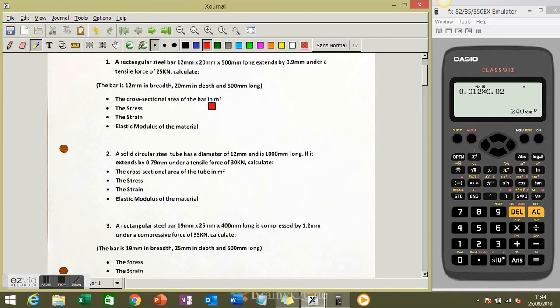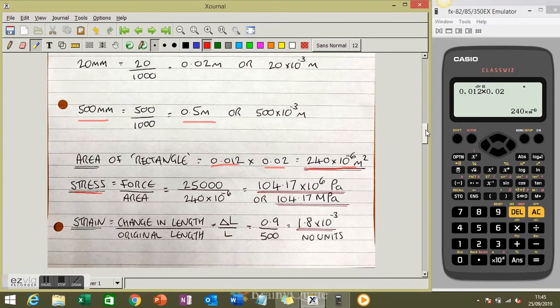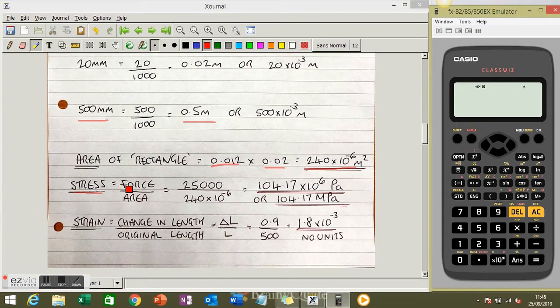So that's the cross-sectional area of the bar in meters squared. So we've done that one. Everything in meters, lovely. Stress, now we know stress is force over area. We know the force and we know the area. So 25,000 divided by, let's put that in a bracket perhaps, 240 times 10 to the minus 6, close brackets, equals.